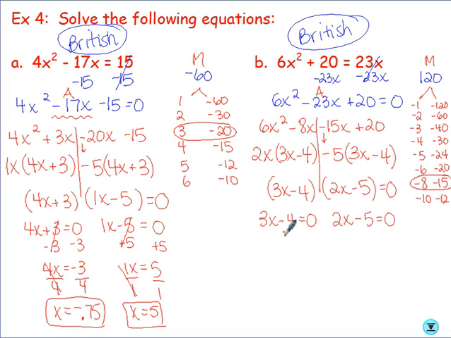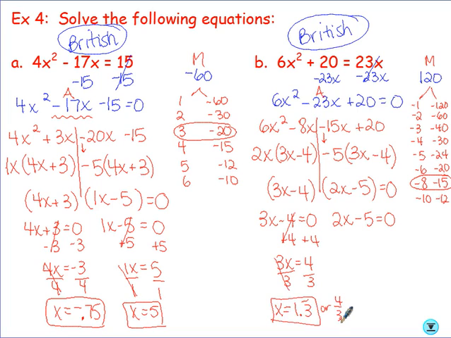We need to add 4 to both sides. We get 3x equals 0 plus 4, which is 4. Divide by 3. Your calculator will give you a repeating decimal. I will either take 1.3 repeating, or 4 over 3.